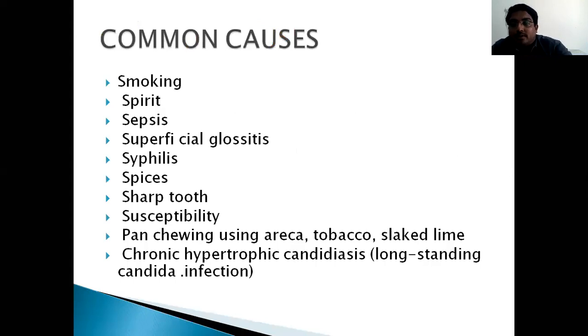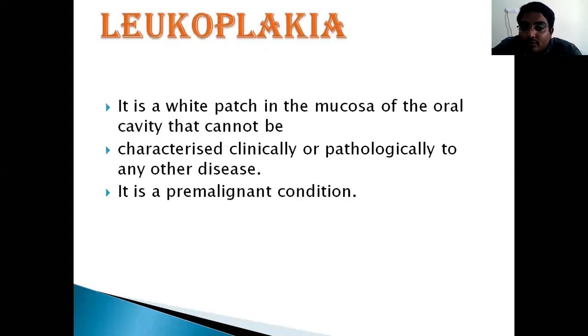What are the common causes for leukoplakia? The first one is smoking, and the second one is spirits, then sepsis, superficial glossitis, syphilis, spicy foods, sharp tooth, susceptibility, pan chewing using areca, tobacco, and slaked lime, and chronic hypertrophic candidiasis. It is a pre-malignant condition.